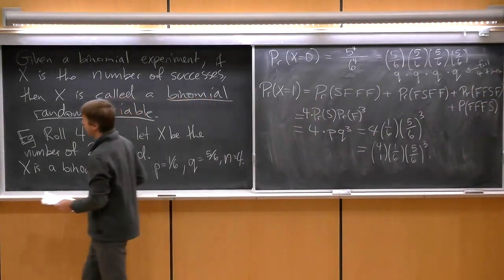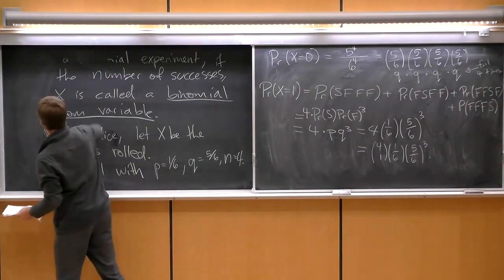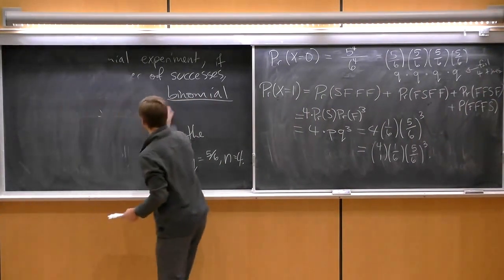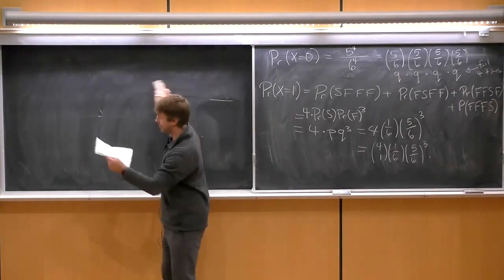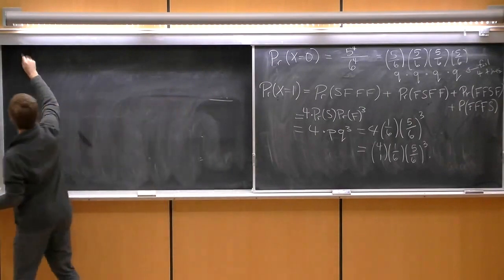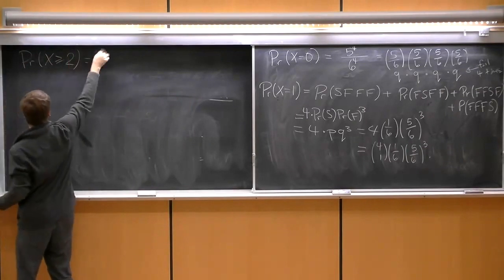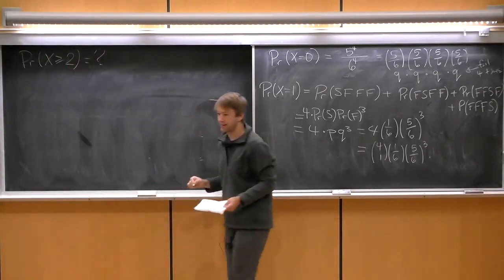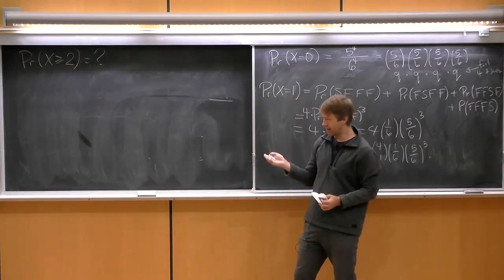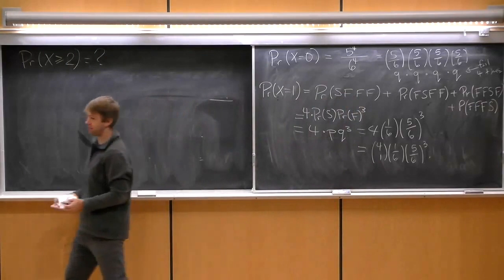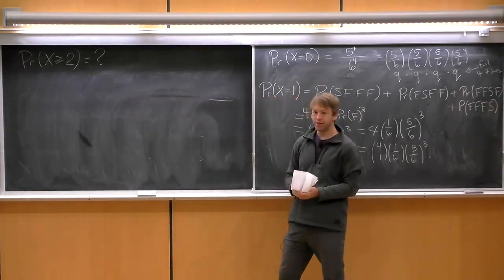Okay, so maybe that could have been part A, and let's say we want to do another question. What if I asked you, in the same example, what is the probability that x is at least 2? So the probability that there's at least 2 mistakes out of 400 pucks. Any ideas how you might start?